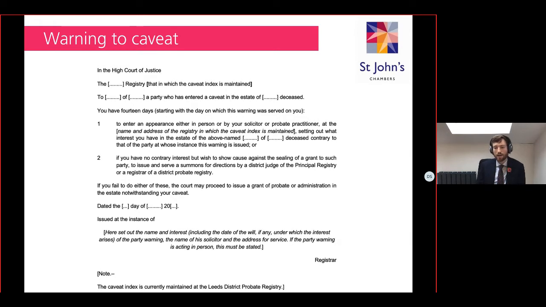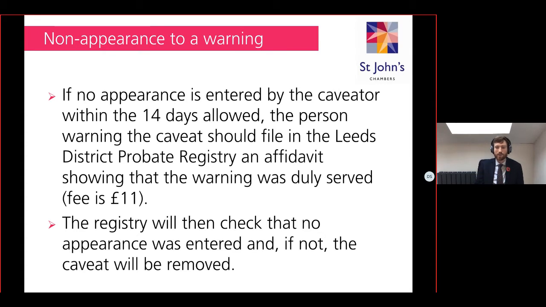but another reason you might want to lodge a caveat is not if you have an interest in the estate, but if you consider the person applying for the grant of probate to be the wrong person. Then you can also lodge a caveat. But if that is the case, then you shouldn't enter an appearance. You should actually serve a summons to get directions from a district judge or a registrar. So once you've received the warning, if you're a caveator, you then have 14 days, so you don't have long. And you have to enter an appearance or issue a summons for directions.